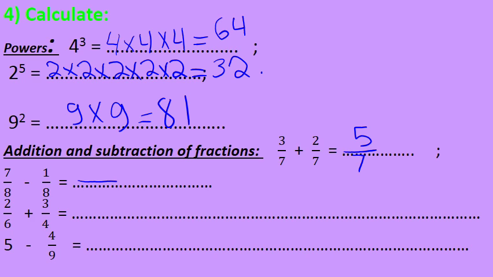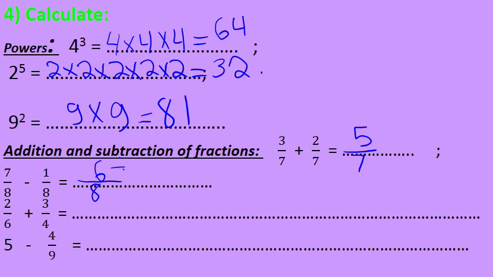Why? Because they have the same denominator. So the result denominator is? 6 over 8. The denominator is 8, and we subtract 7 minus 1, which is 6 over 8. Muhammad is saying that we can reduce by 2.